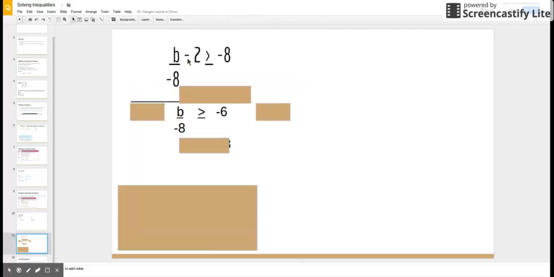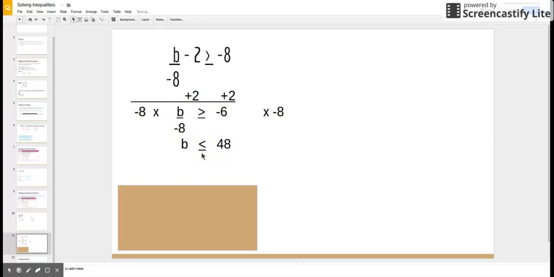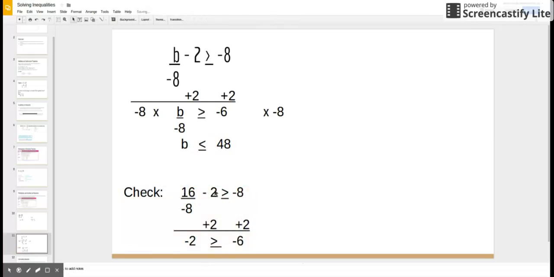Okay, here's one more example. I have b over negative 8 minus 2 is greater than or equal to negative 8. Add both sides by 2. Now here you would have to multiply each side by negative 8, right? These two would cancel out. And here you have b is less than or equal to 48. Okay, and then if you check with any number that's less than or equal to 48, like 16, you would get your check correct.